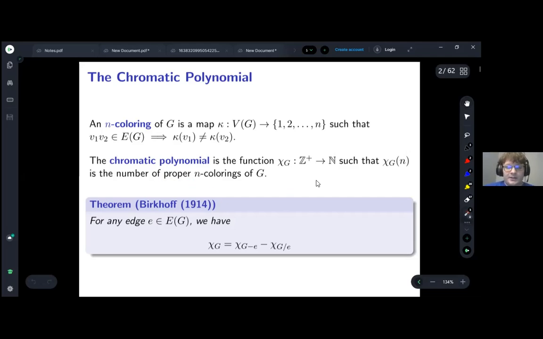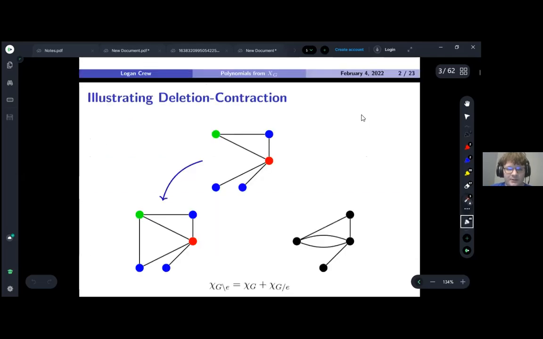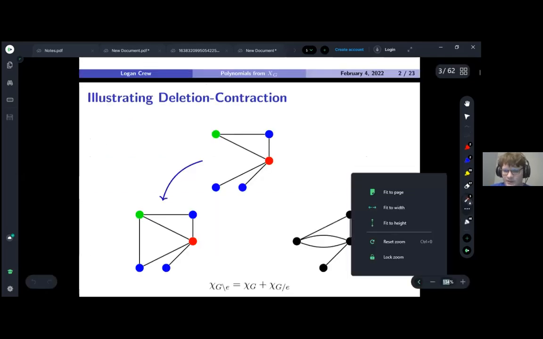The chromatic polynomial is the unique function such that chi G of n is the number of proper n-colorings of G. The chromatic polynomial was originally constructed in part to study the four-color theorem. In doing so, Birkhoff and others after him found and popularized the deletion-contraction formula: if you have an edge in a graph G, and you take the chromatic polynomial of G with that edge deleted and subtract the chromatic polynomial from when you contract that edge, you get the same function. So let's briefly go through an example of how that actually works.